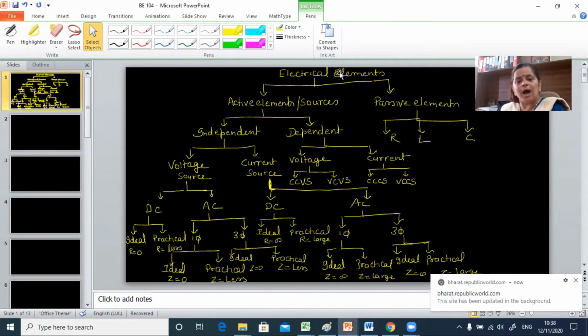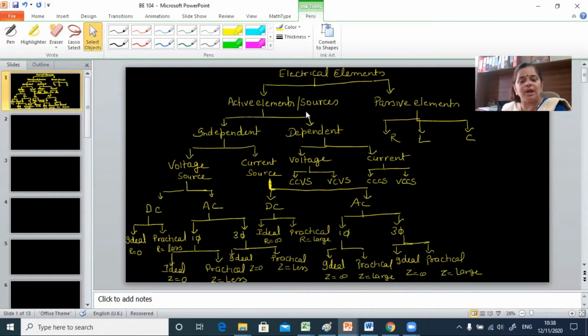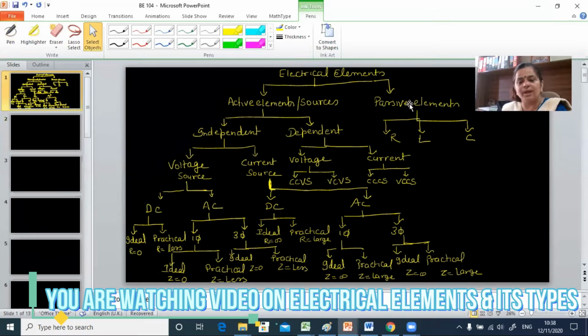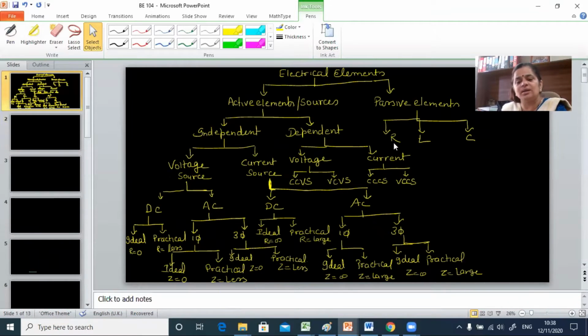Electrical elements are majorly classified into two types. One is the active element, which is also called a source, and another is the passive element. Active elements are further classified in two ways: independent sources and dependent sources, whereas passive elements are resistance, inductance, and capacitance. The details regarding that I will discuss in the subsequent slides.